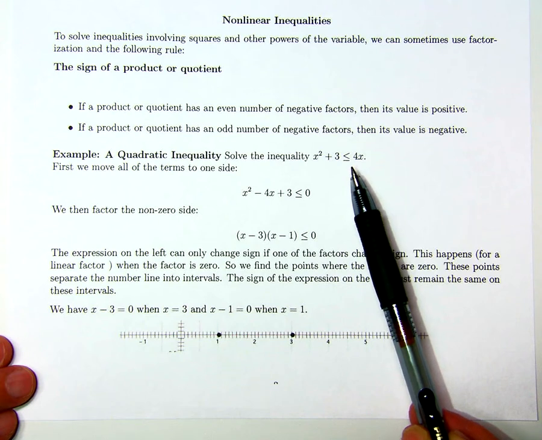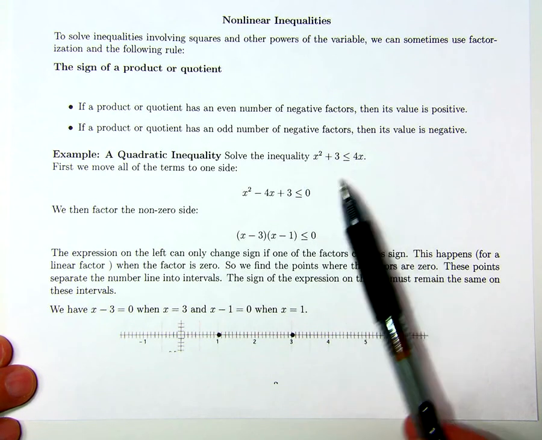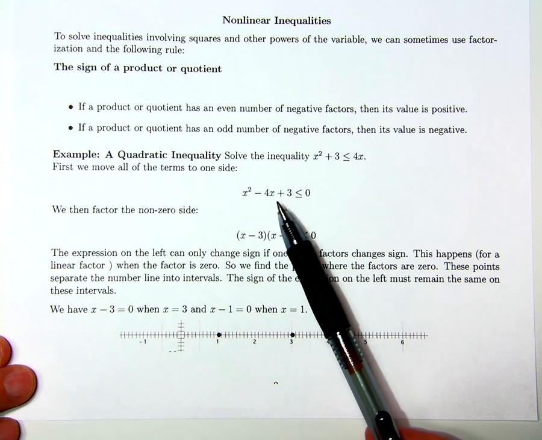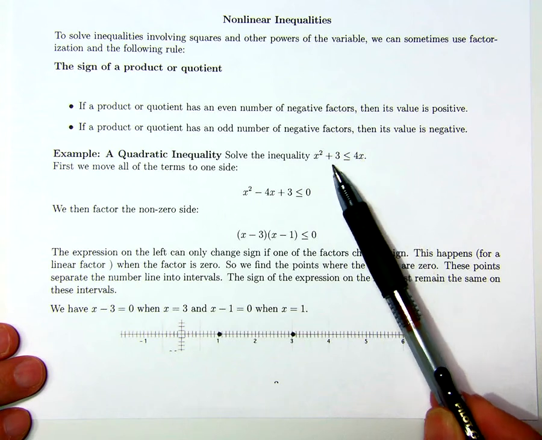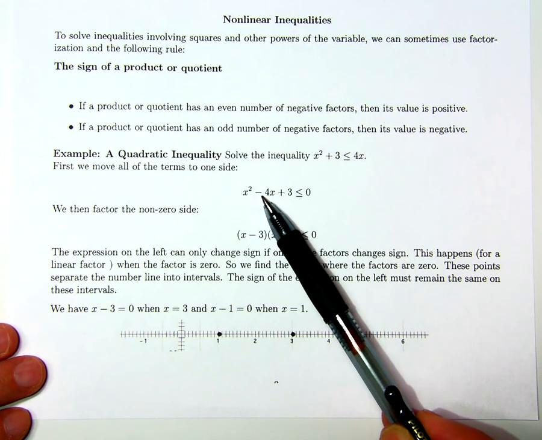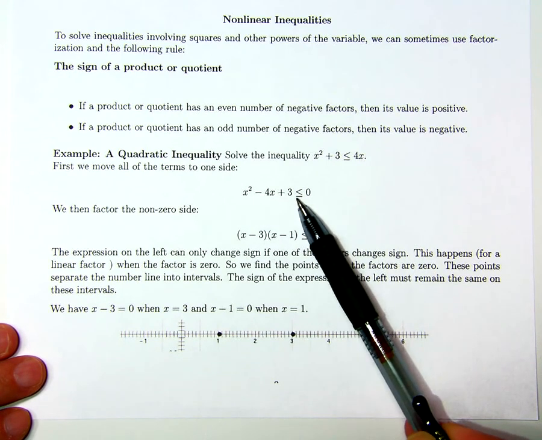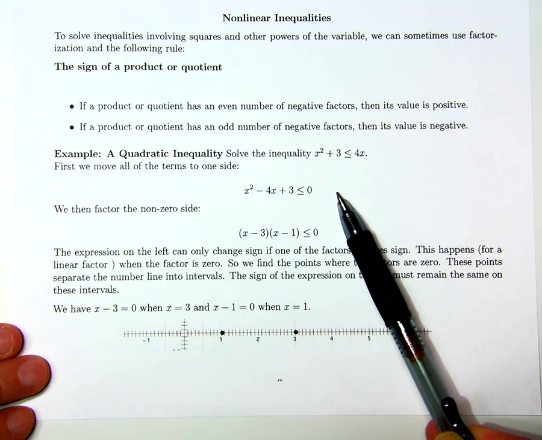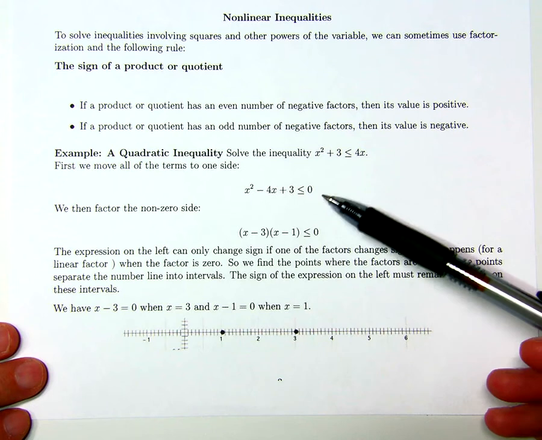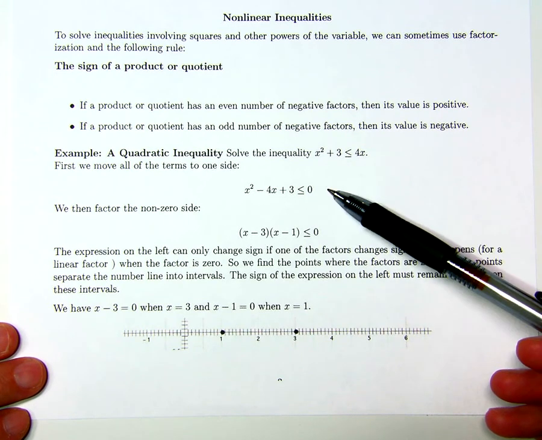So as I said, our strategy is to bring across all of the non-zero terms to one side, and we have 0 on the other side. So we take over this 4x, and we get x squared minus 4x plus 3 less than or equal to 0 as our new equivalent inequality. Remember, the solutions to this are exactly the same as the solutions to this.